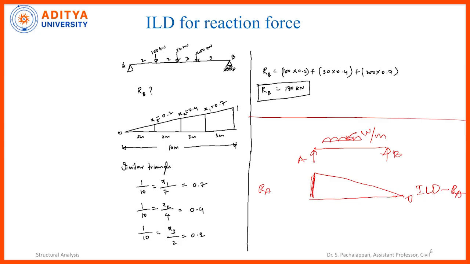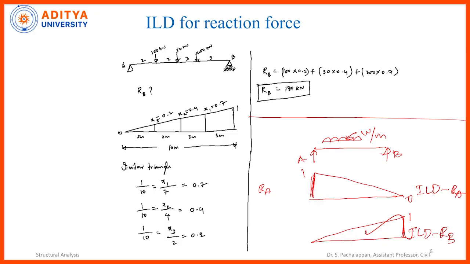Now, ILD for RB. At B I am going to have the maximum ordinate 1. So, this is 1. This is the ILD for RB. So, it is very easy to remember. Here, what I am going to calculate is the ILD for RB. So, I have taken this diagram here.